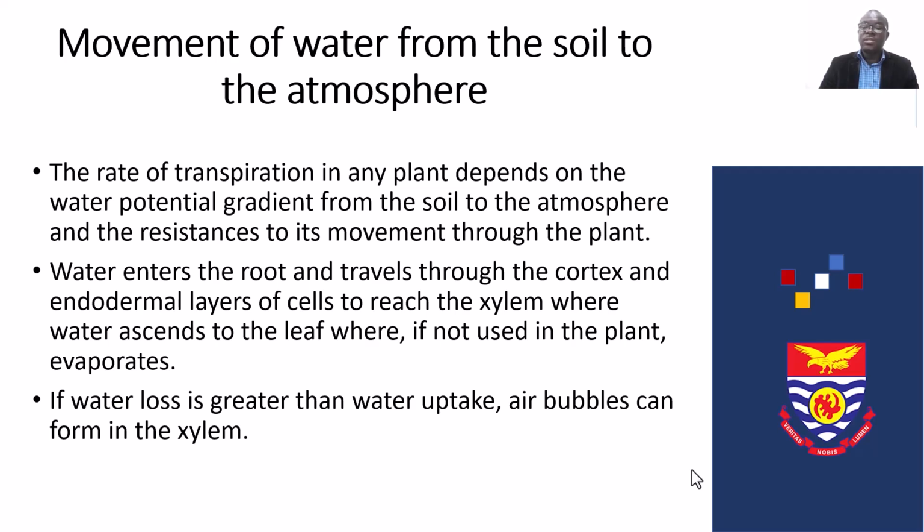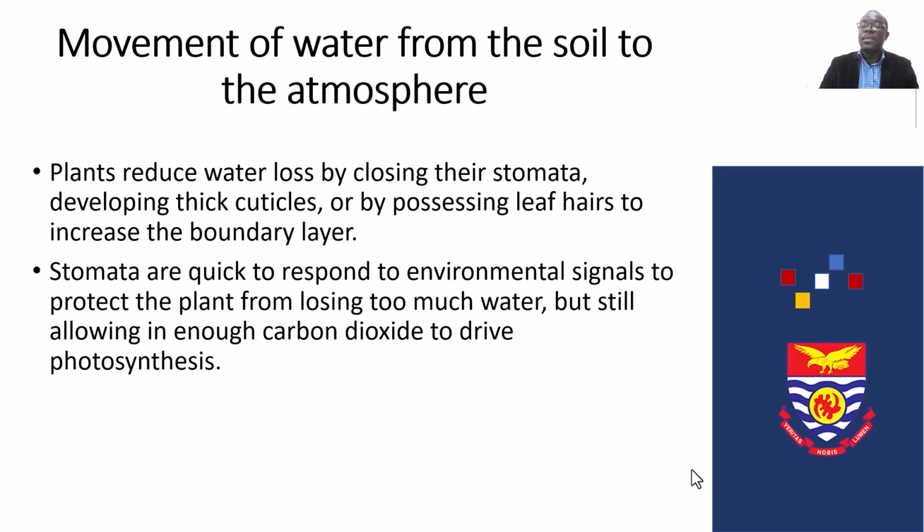If water loss is greater than the uptake, air bubbles can form in the xylem. So plants reduce water loss by closing their stomata, developing thick cuticles, or possessing leaf hairs to increase the boundary layer. Stomata are quick to respond to environmental signals to protect the plant from losing too much water, but still allow in enough carbon dioxide to drive photosynthesis.